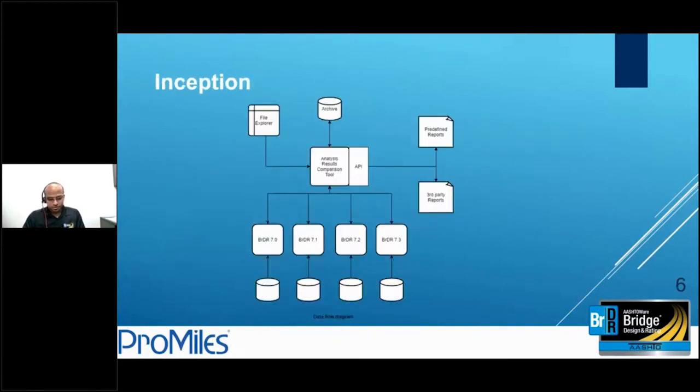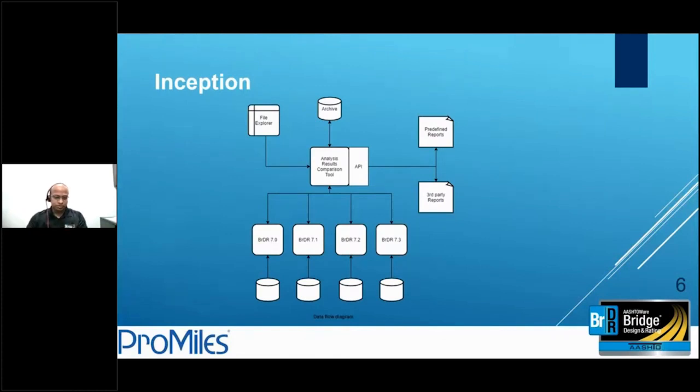So this is the inception, where we thought of an architectural diagram for the Arc tool. Think of this as one PC where you have version 7.0 onwards, 7.1, 7.2, 7.3, and 7.x, maybe 8.0 installed on the same machine, and then the Arc tool can communicate with all these different versions and run analysis on them for the same set of bridges and do comparisons.